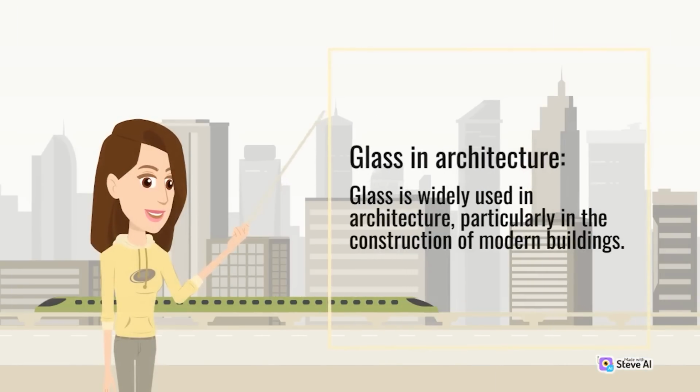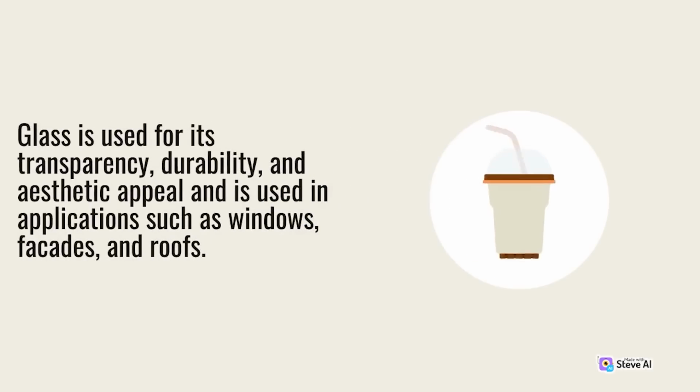Glass in architecture. Glass is widely used in architecture, particularly in the construction of modern buildings. Glass is used for its transparency, durability, and aesthetic appeal and is used in applications such as windows, facades, and roofs.